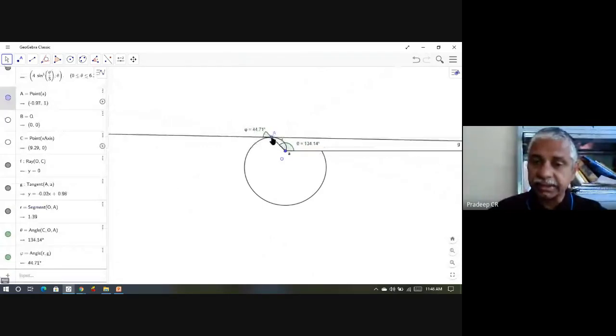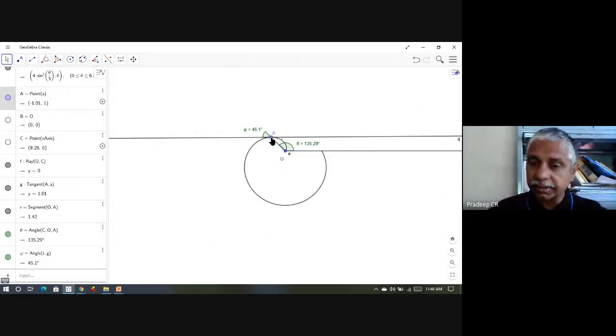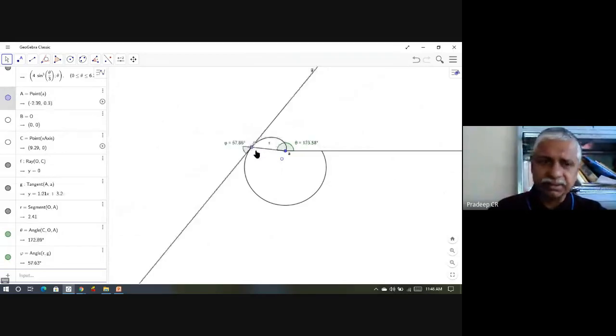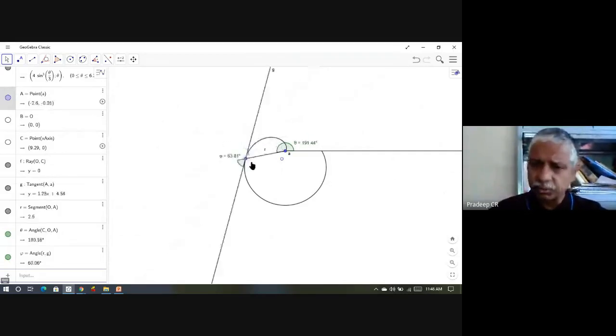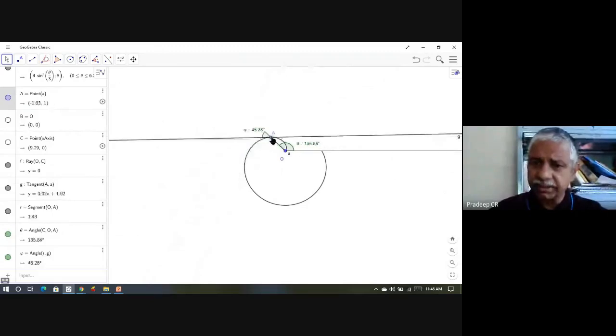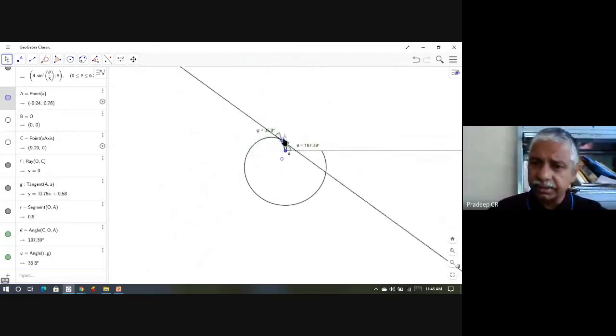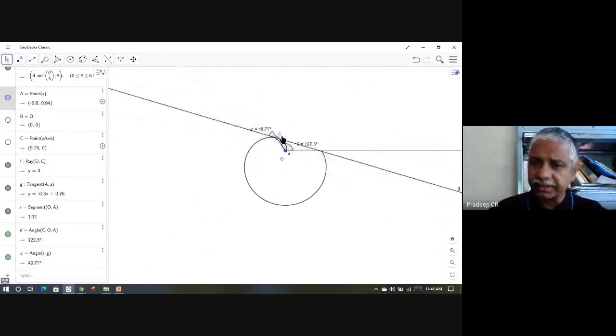Of course, here in this case, theta. No, this is which curve? Yeah, okay. Anyway, doesn't matter. I have shown you that phi is actually theta by 3. Theta depends on what the value of theta is.